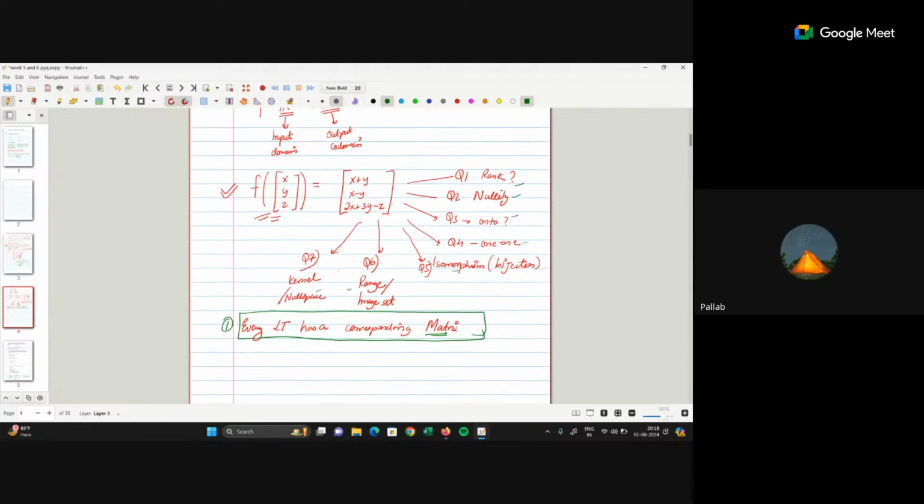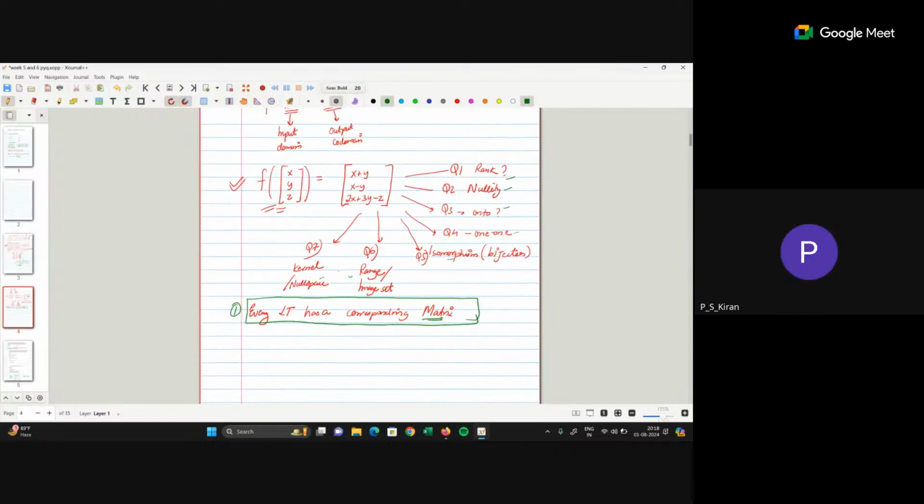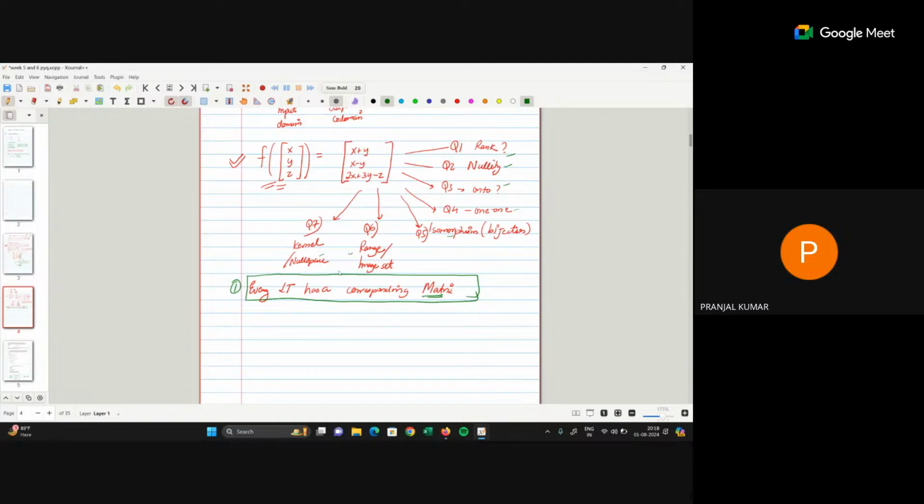Will the matrix be given? No, this is not given. You will have to find it. So how do we find it? To find the corresponding matrix, find the basis for the input domain.